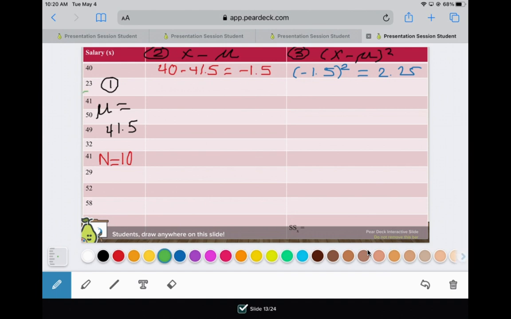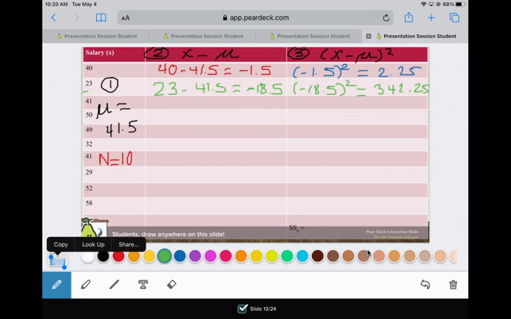This is 23. So 23 minus the average, which is 41.5, gives me negative 18.5. Remember, step 2 and 3 together, so I'm going to go ahead and square it. That would give me 342.25. And I will do the same thing for the rest of the numbers. So, any questions for me on these 2 steps? That's what we covered last Friday.